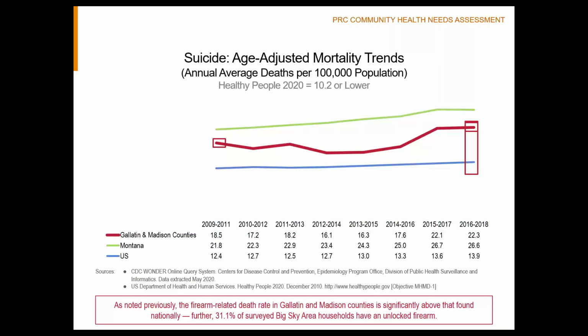Many of you are probably also aware that Montana has historically a high suicide rate, especially compared to the country. For the 2-county Big Sky area, this is no exception, although the rate is slightly lower than the state. It is increasing over time and significantly higher than what we see in the country. And as I noted previously, the firearm-related death in Gallatin and Madison counties is significantly above that found nationally. And when asked, 31.1% of surveyed Big Sky area households have an unlocked firearm.